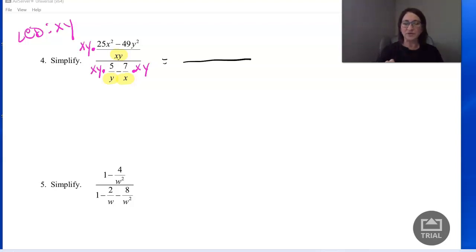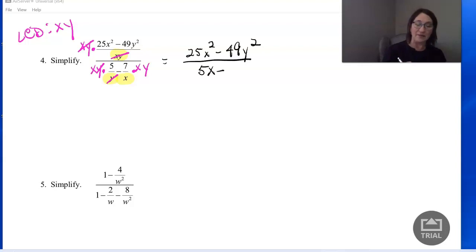Here's what happens. So in my numerator, the xy and the xy reduce. And so I am left with 25x squared minus 49y squared. Okay? Now, 5 over y, the y's reduce, and I have x times 5, or I can write that as 5x minus. Now I'm going to go ahead and the x's reduce, and so I am left with 7y.